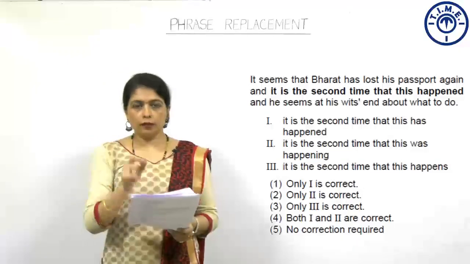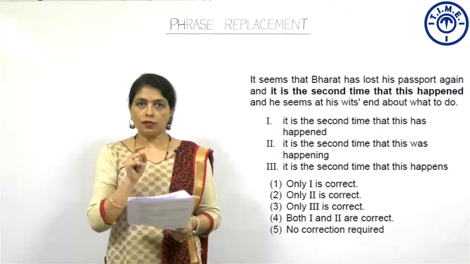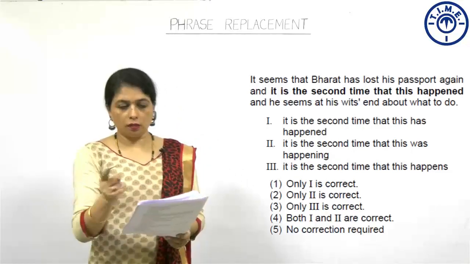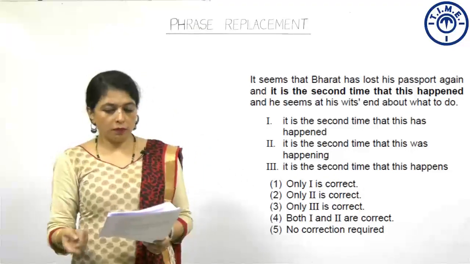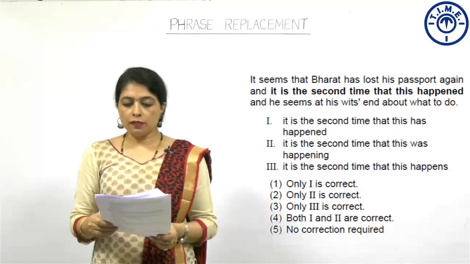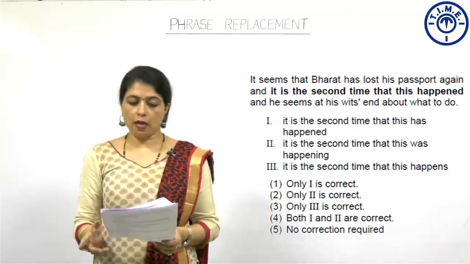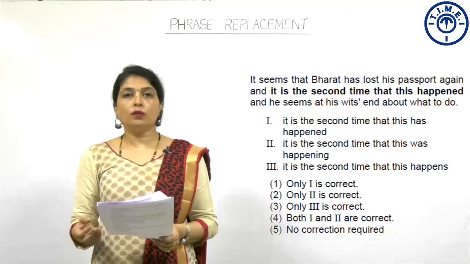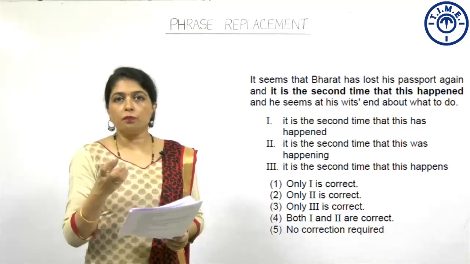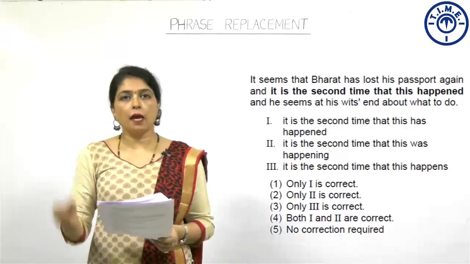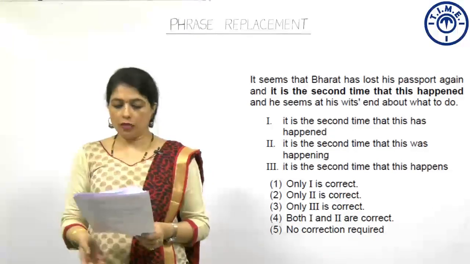Let's take a look at the parts 1, 2 and 3 to understand which makes it correct or which can be used as a substitute. "It is the second time that this has happened." Well, this is correct because we need the present perfect tense. "This has happened" is in present perfect tense. Why?